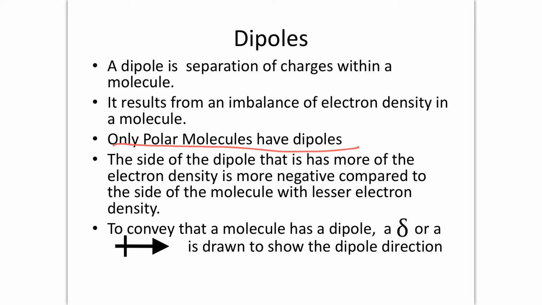To convey that a molecule is a dipole, there are 2 symbols that are used generally. And these are the small delta and this arrowhead with a cross. I call it the cross arrow. Now, I like using this one because it tells me a lot of information. It tells me which side of the molecule is more positive. It tells me which direction the shift is, and it just points. So that's a visual indicator for me.